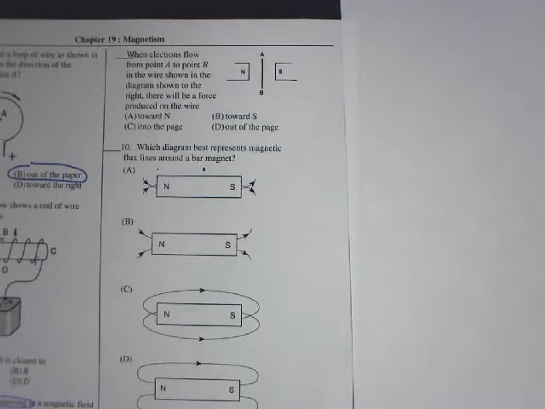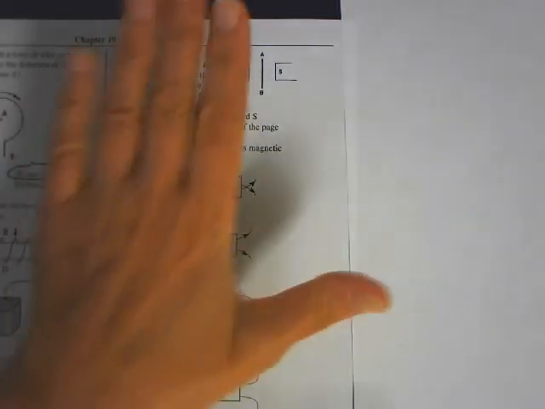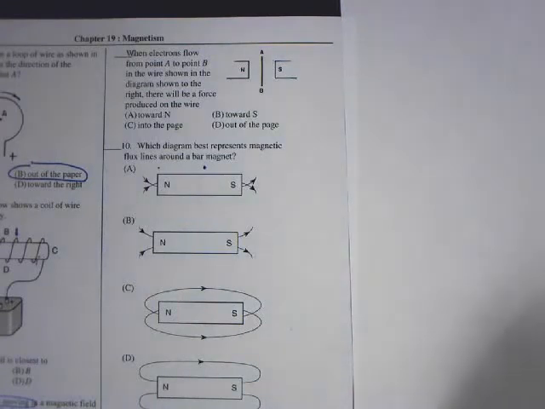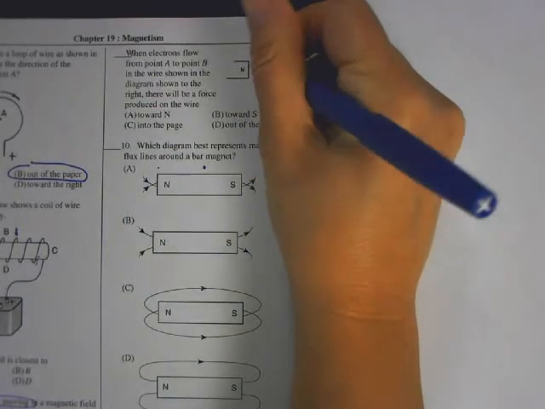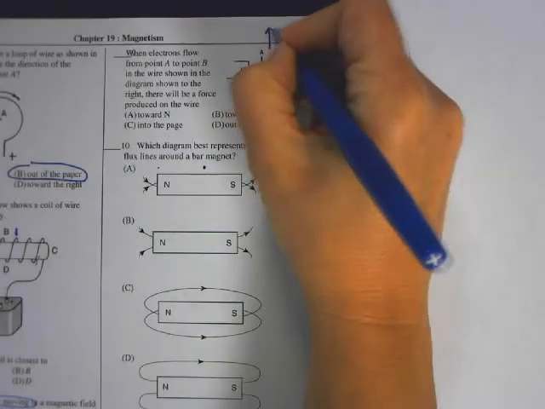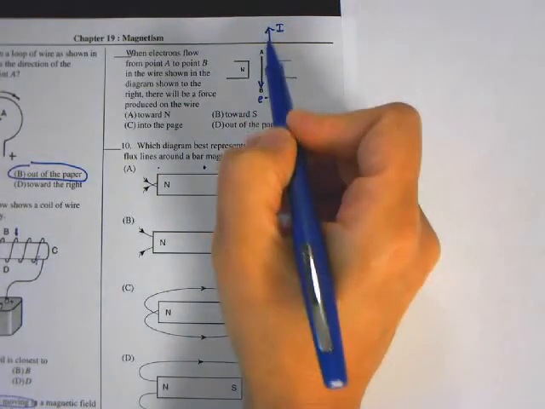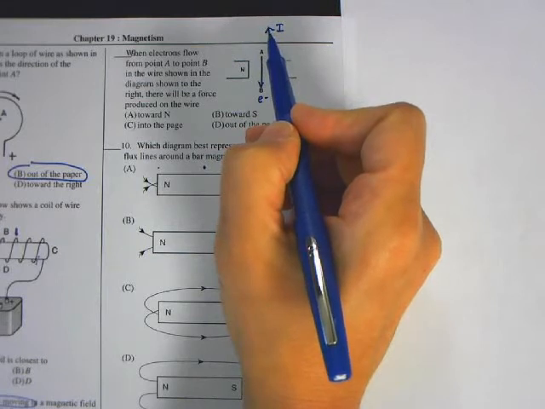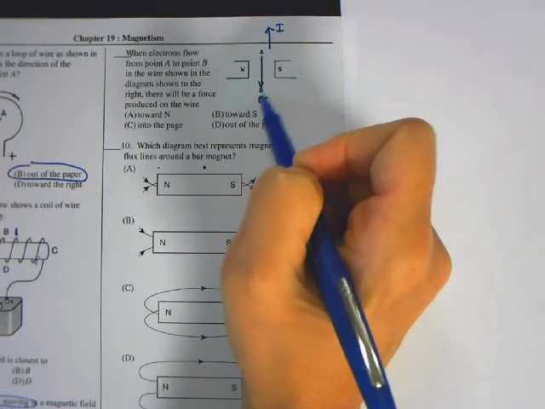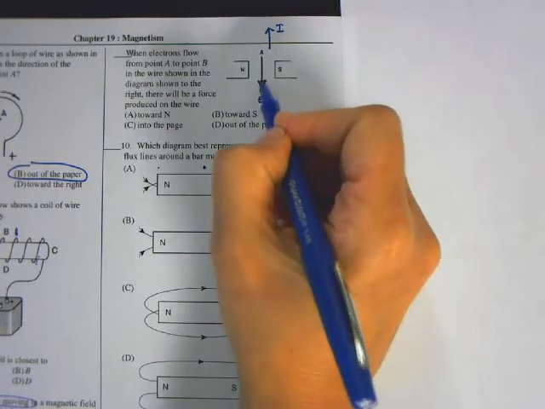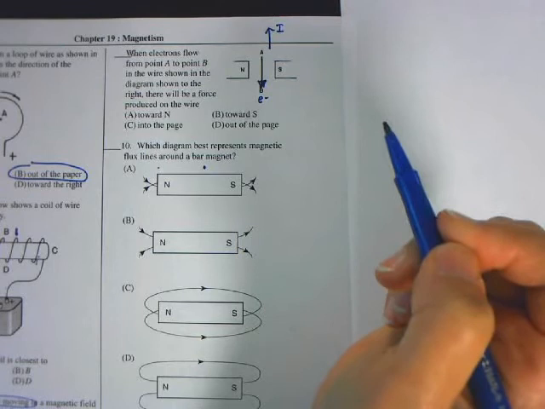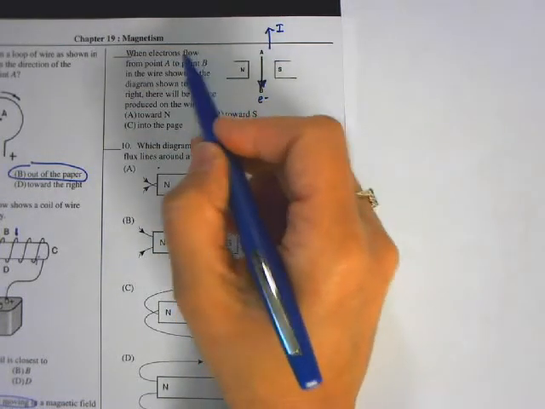Number 9, when electrons flow from point A to point B in the wire shown in the diagram to the right, there will be a force produced on the wire. So now, remember, when we have our hand, there's more than one way to do it. It says electrons are flowing from A to B. So the electrons are flowing this way, but my conventional current is going this way. If you're going to use conventional current I, you would use your right hand. If you're going to use your electrons going down, use your left hand. So I'm just going to use my left hand. Oh no, it says electrons flow from A to B.